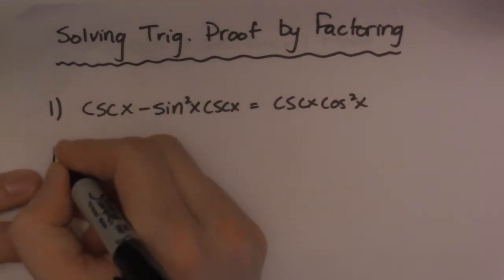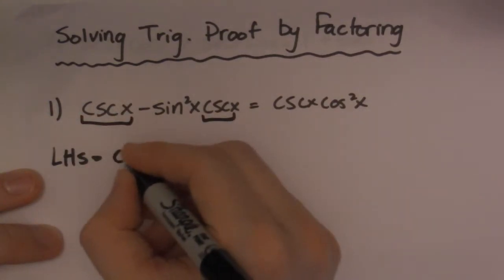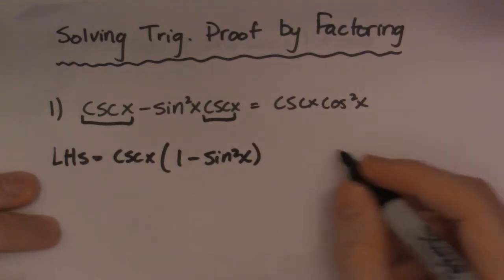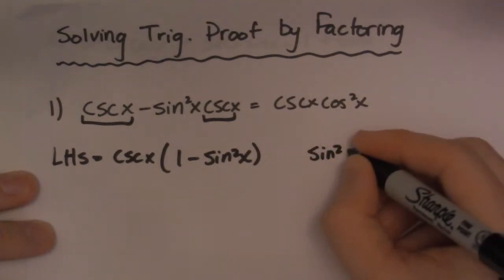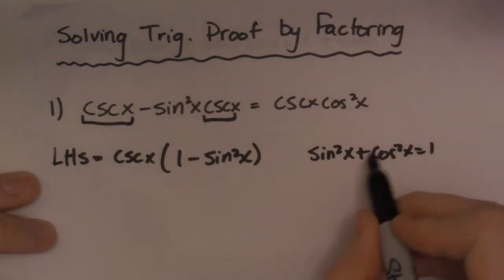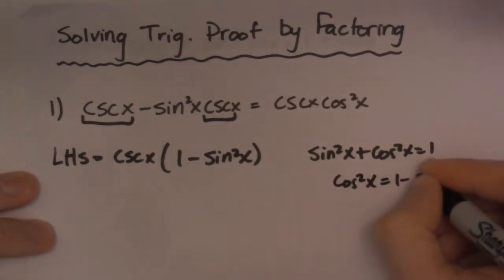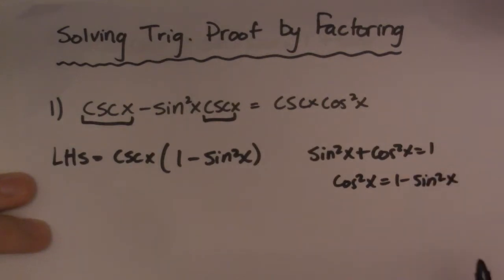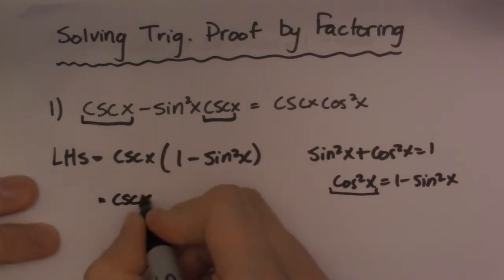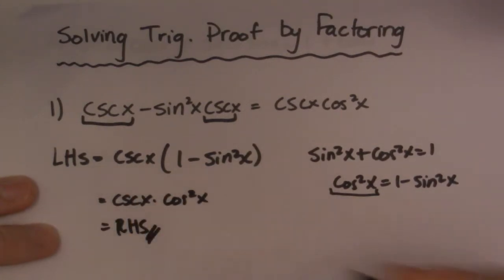So we're going to start with the left-hand side, and I'm going to factor a cos x out. If I take a cos x out, I'm left with 1 minus sine squared x. That's a different form of the Pythagorean identity: cos squared x is equal to 1 minus sine squared x. So when you see sine squared, you think Pythagorean identity. Shove that in right there, so it becomes cosecant x times cos squared x, and that's equal to the right-hand side. And we are done our proof.